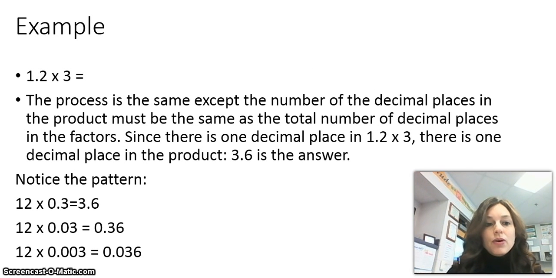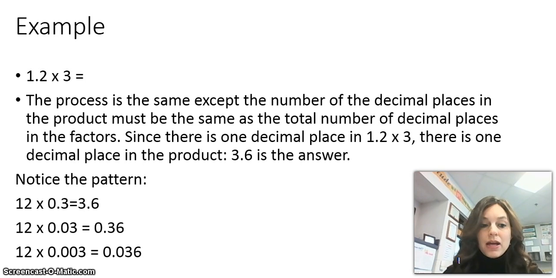Here's an example. We have 1.2 or 1 2/10 times 3. The process is the same, except the number of decimal places in the product must be the same as the total number of decimal places in the factors. Since there is one decimal place in 1 2/10 times 3, there is one decimal place in the product. The product is 3 6/10. That is the answer.